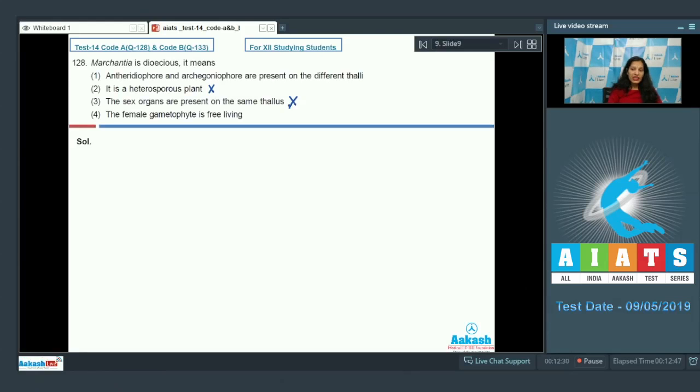Fourth, the female gametophyte is free living. No, dioecious does not mean the female gametophyte is free living. So the correct option is option 1, which says that the antheridia and the archegonia are present on the different thalli. So the correct option for the given question is option number 1. Let's move to the next question.